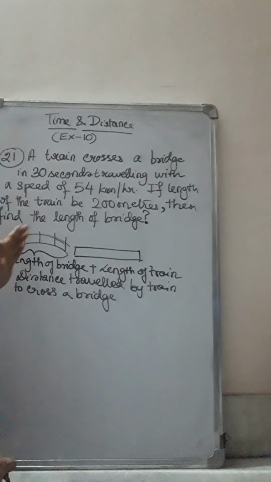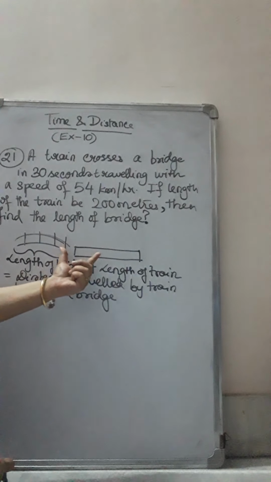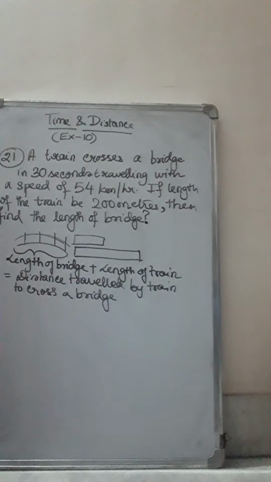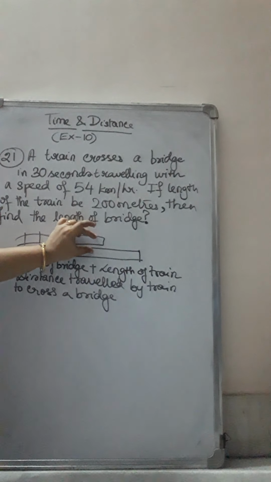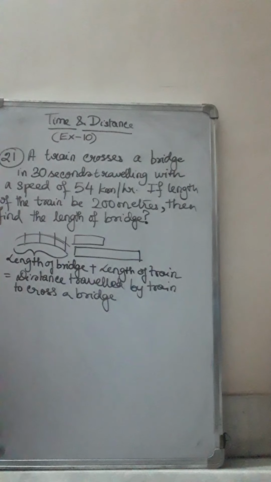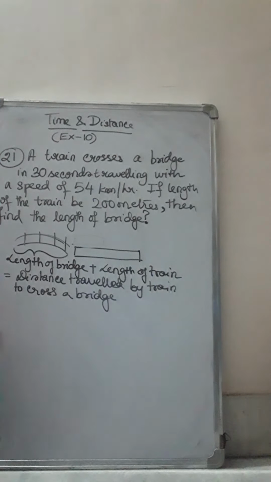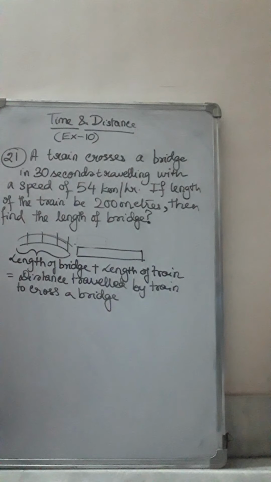Similarly, if a bus is crossing a bridge, the bus may not be of the length of a train. Suppose it is this much. So we take the length of the bridge plus the length of the bus to find the distance travelled by the bus to completely cross the bridge. So this sum is an example of this problem.